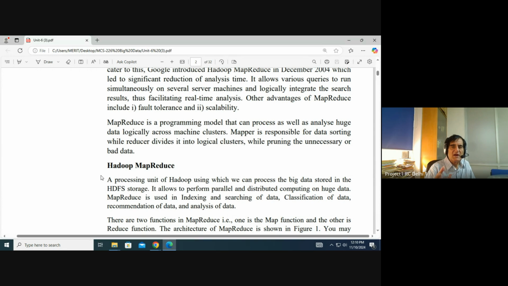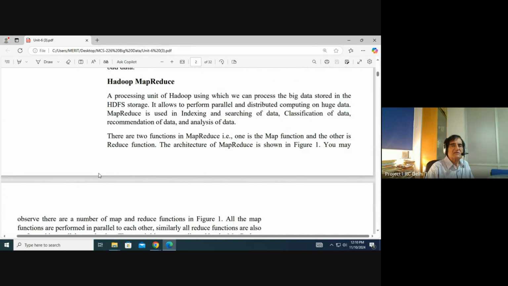Mapper is responsible for data sorting, while reducer divides it into logical clusters while pruning the unnecessary or bad data. Hadoop MapReduce is a processing unit of Hadoop using which we can process the big data stored in the HDFS storage. It allows parallel and distributed computing on huge data. MapReduce is used for indexing, searching, classification, recommendation, and analysis of data.